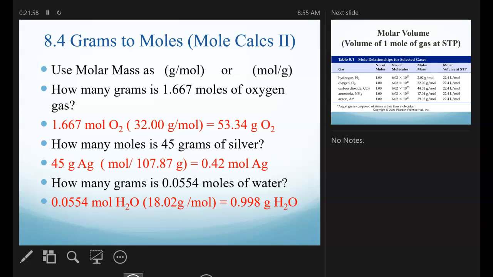Okay? All right. Now I'm going to give you a few problems that you have to solve on your own. You have a periodic table. All right, so number one, how many grams? No, that's the oxygen. Oxygen gas is O2.